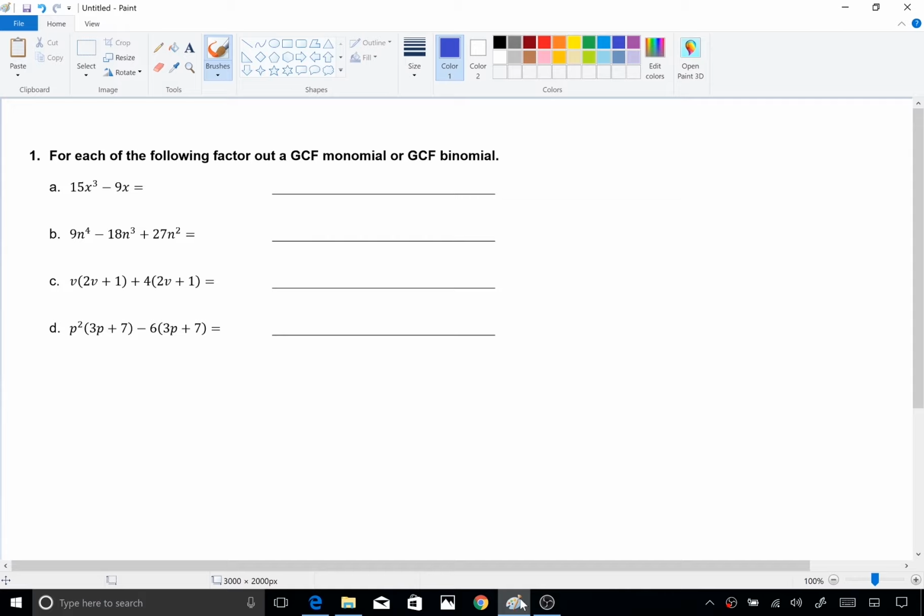I'm on page 127 in the packet. This week is all about factoring. We'll cover three methods today. Factoring out the greatest common factor is a review of what we did last time. I think some of these are even the same problem.